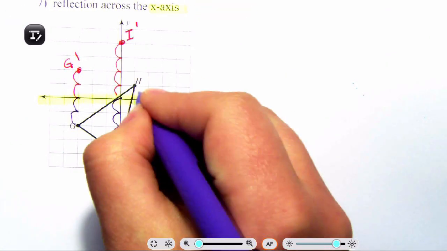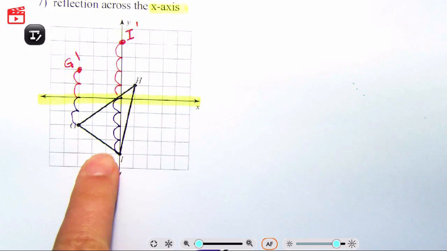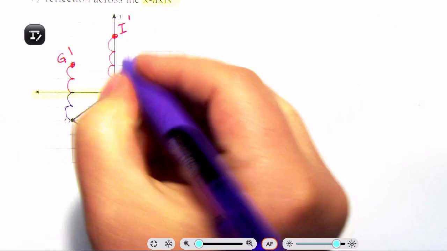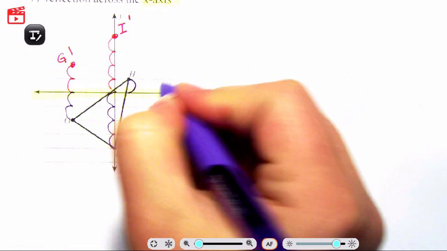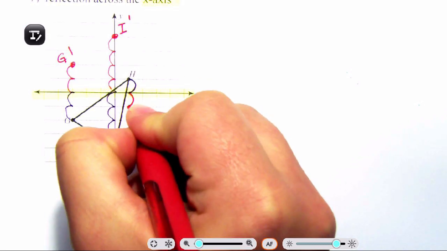Then I have my H. Now notice H is going in the opposite direction. All of these were below the x-axis line. This is above. It doesn't matter. We just count jumps. So 1 jump towards the x-axis, 1 jump here. So this is going to be my H prime.